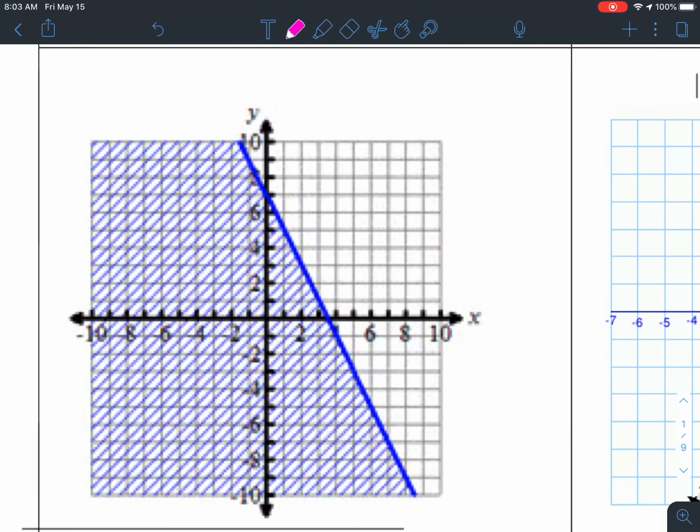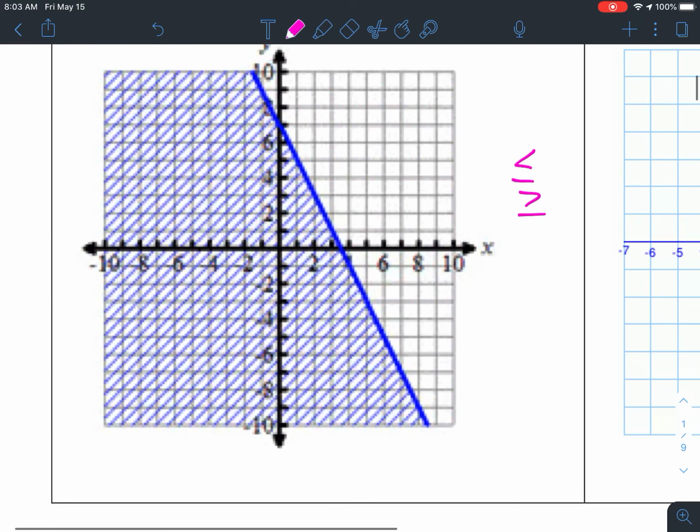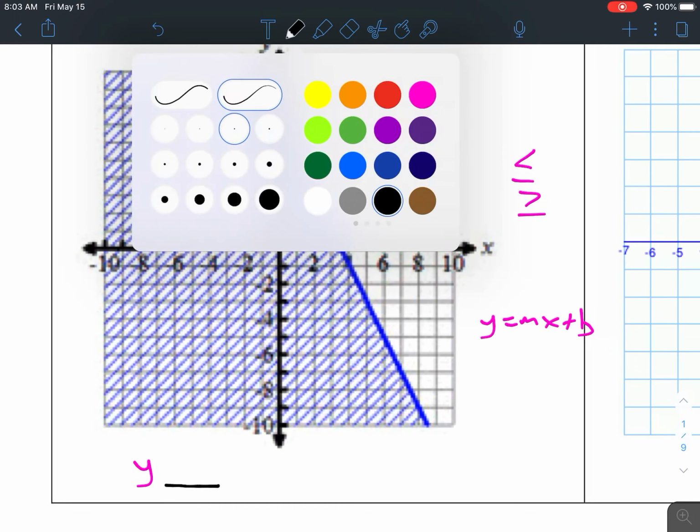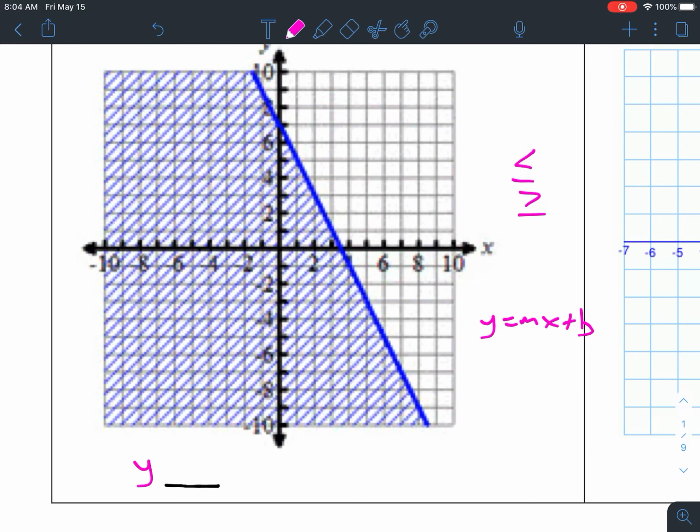We look at this one. It's a little blurry, but we can still do it. So we know again it's going to be less than or equal to or greater than or equal to. And we need it to look like y equals mx plus b. So we can just start with a y. Again, I like doing this so we know that there's a sign we're missing.